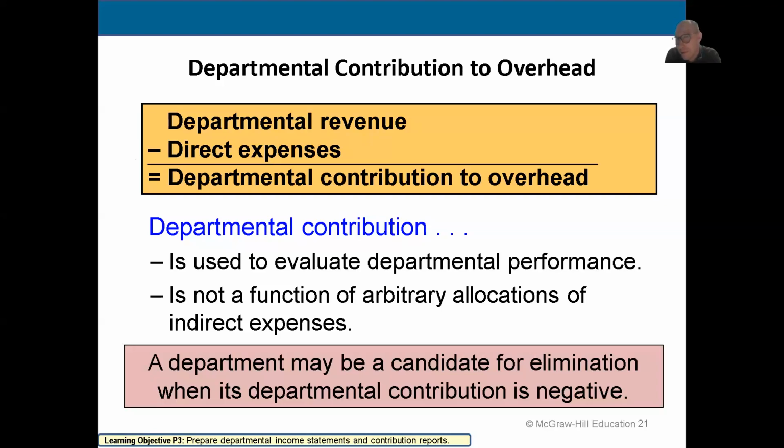Contribution margin is used to evaluate the performance of each department. If there's something that's not functioning properly, we can address it. Sometimes that's why you see certain departments disappear from a department store. If they don't do well, they're not going to keep them around.